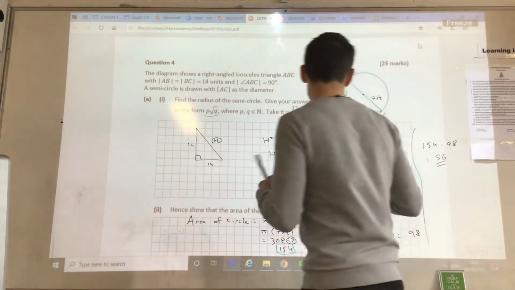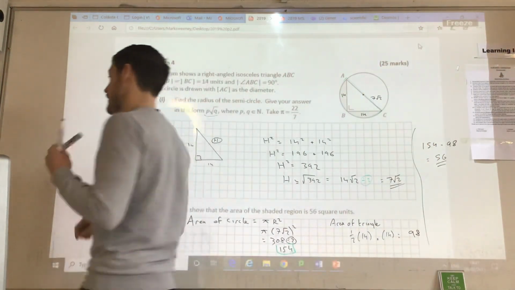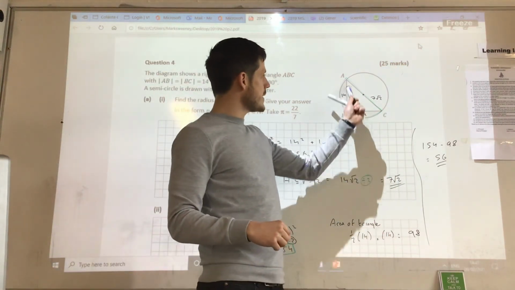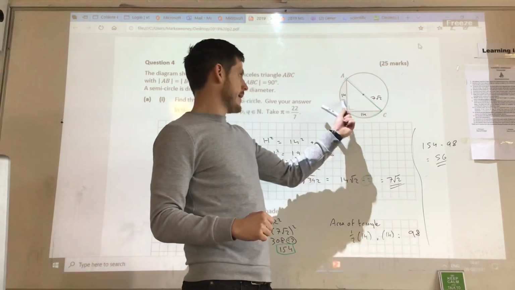So my method there was to find the area of the circle, halve it to get the area of the half circle, then take away the area of the triangle, half the base times the height, and I'm left with these two.